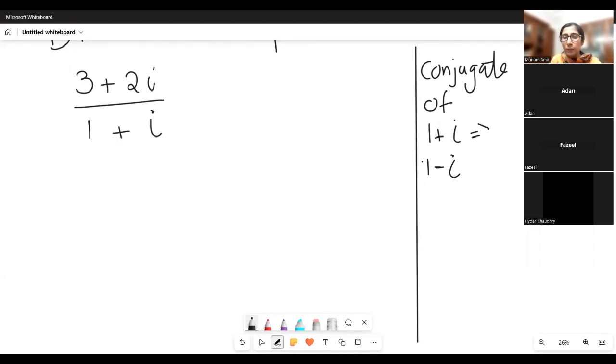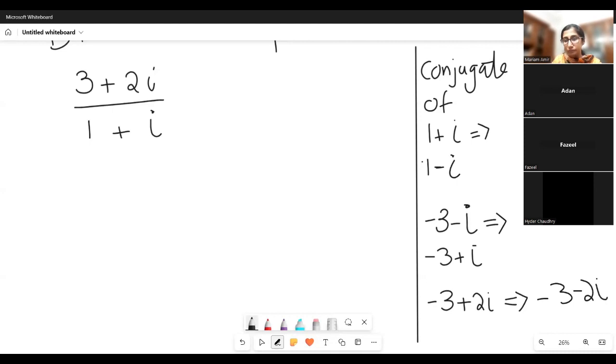Can you tell me the conjugate pair of -3 minus iota? What is the conjugate of this? It would be, real part stays the same, but the complex part changes sign. So it would be -3 plus iota. What's the complex conjugate of -3 plus 2 iota? That's going to be -3 minus 2 iota. So only change the sign of the complex part. So the conjugate of the denominator would be 1 minus iota.